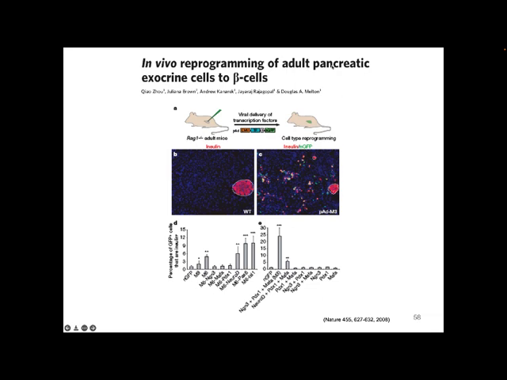Also, pancreatic exocrine cells can be reprogrammed toward beta cells. So insulin-producing beta cells can be generated by the introduction of transcription factors. There are many insulin-producing cells after the introduction of this virus expressing the transcription factors. You can see the green dots and red dots in the islets. So this type of direct reprogramming can be used for treating various types of disease in vivo.